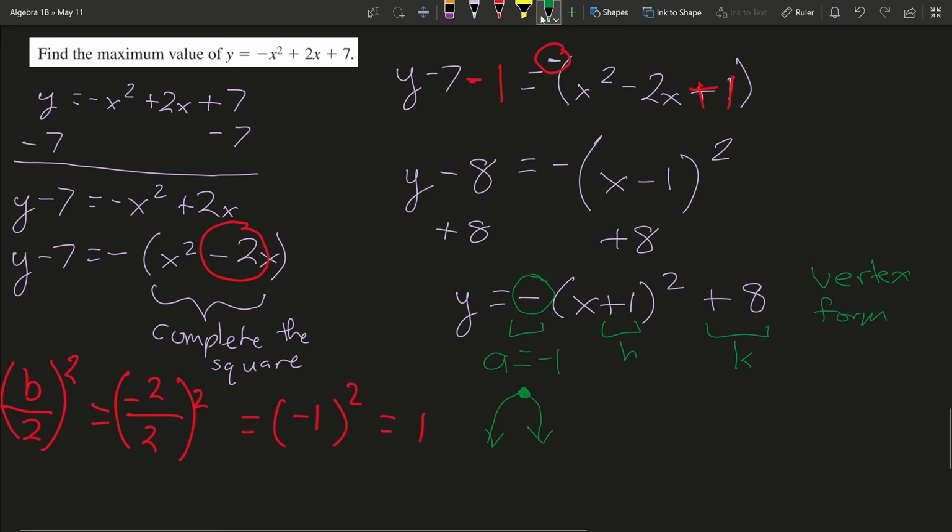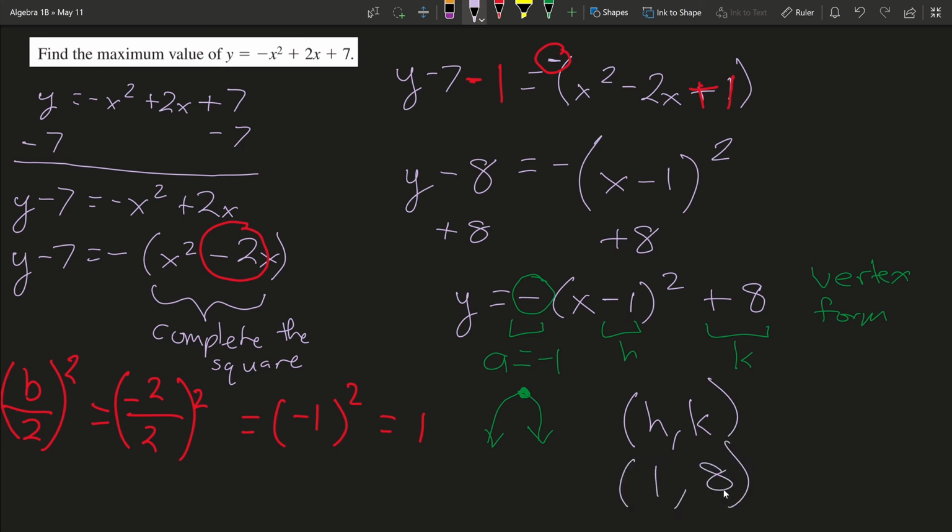Oh, I know something I did wrong here. This should be -1, not positive. Let's fix that real quick. X minus 1. And because it's -1, that means we have a positive H. So that means 1, 8. And remember, our max and min are going to be the y value of our vertex. So that means this 8 right here is going to be our maximum value.